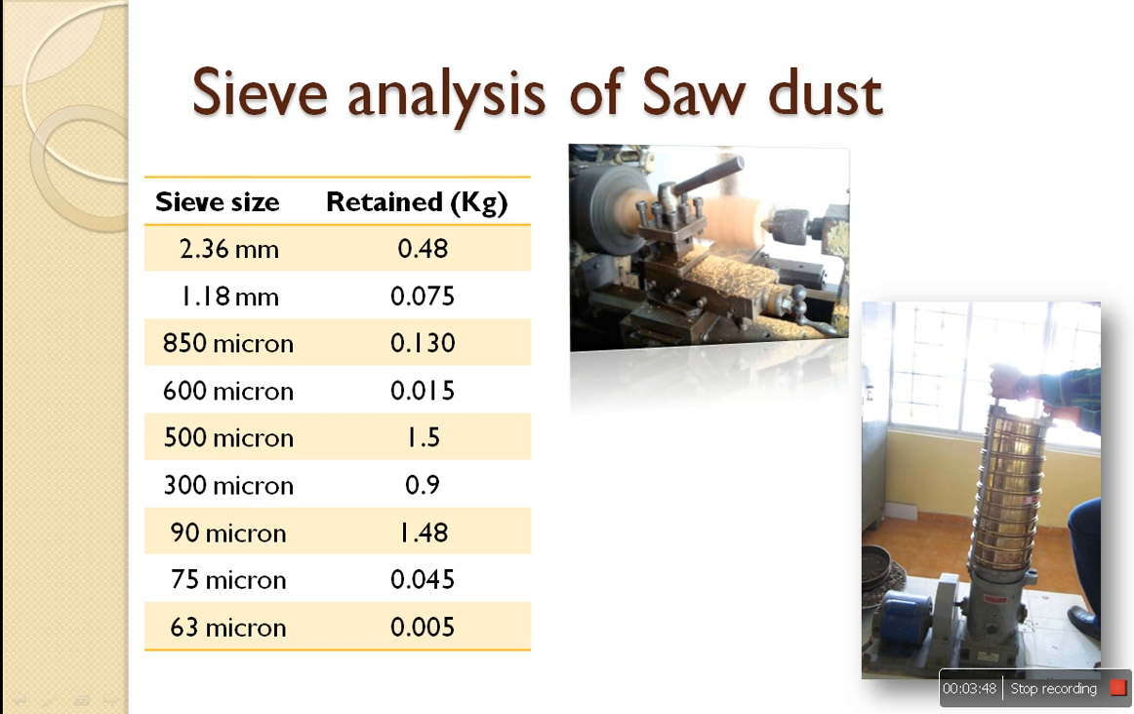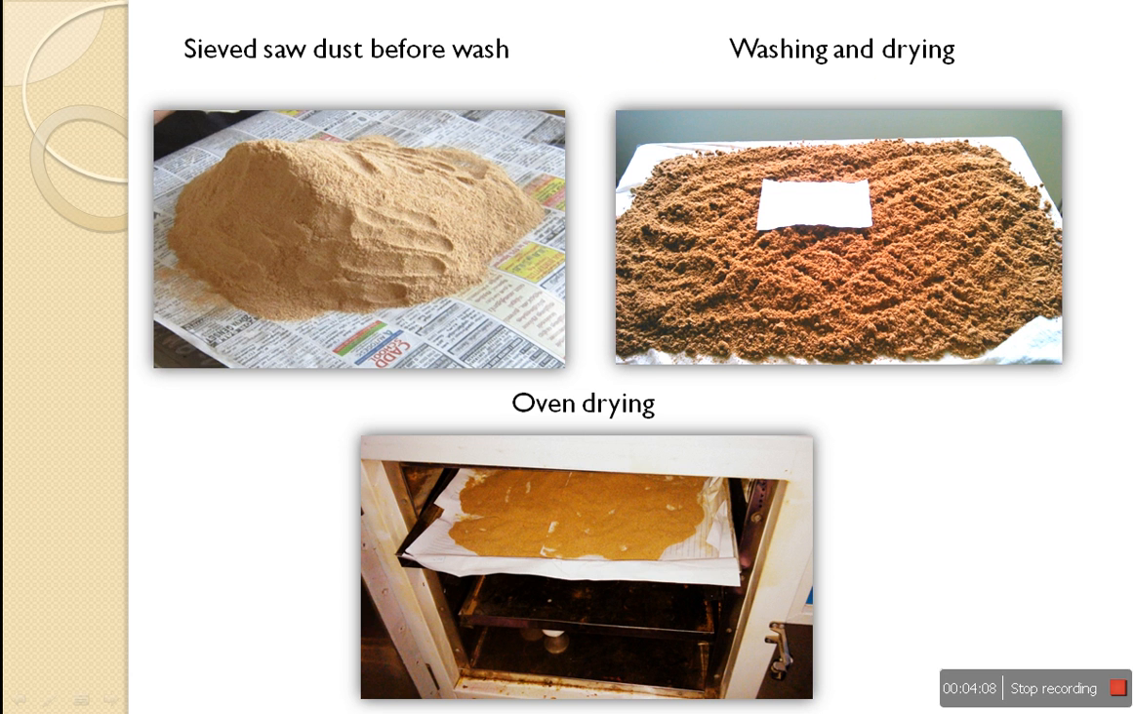This is the sieve analysis tabulation of sawdust. We have bought raw wood of the KONGU tree and ground it using a lathe machine. Then we sieved and weighed it, and it is tabulated. These are the pictures of dry, washed and oven dried sawdust.